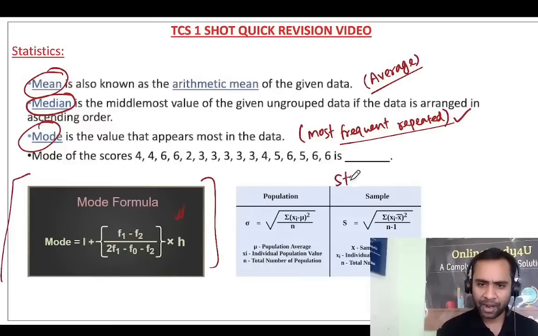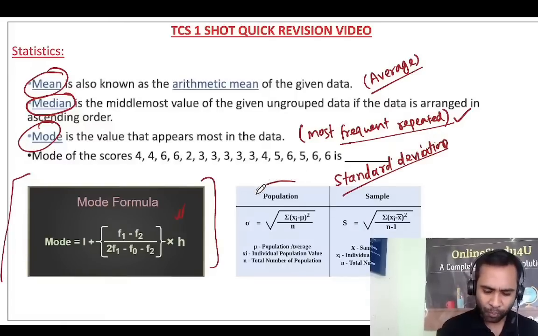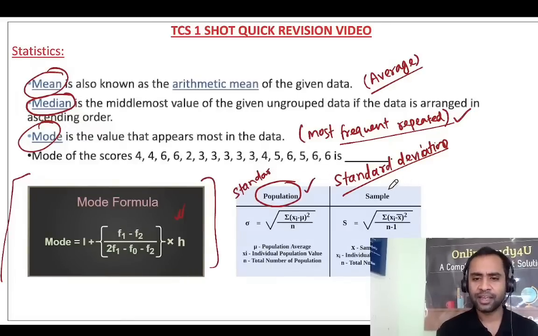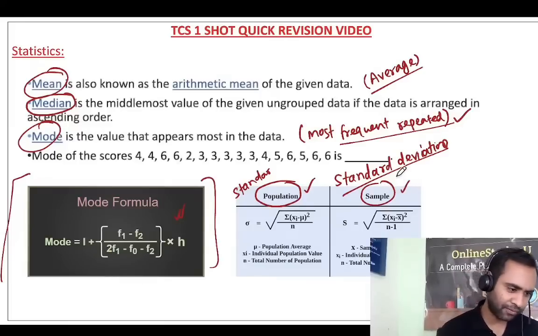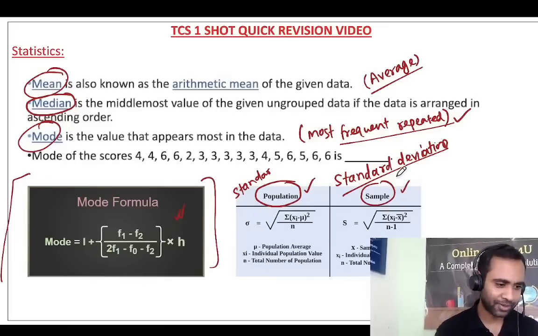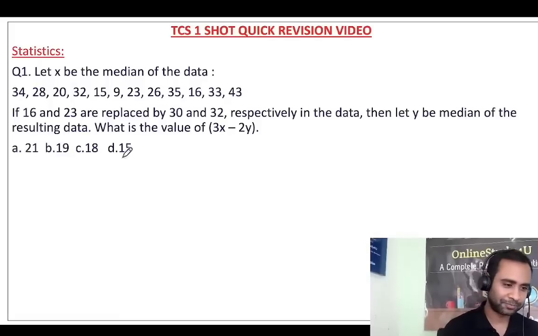Then when we have to calculate standard deviation, there is population-based, and also population variance, and then sample. That also we will see. So what is F here? It's frequency. Very good.